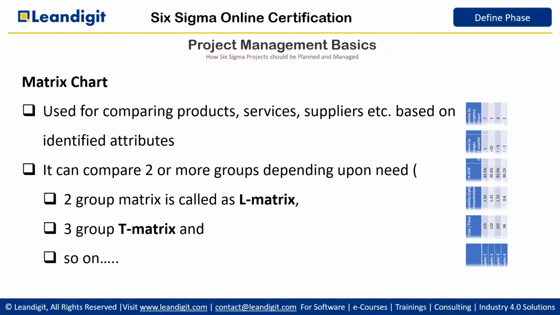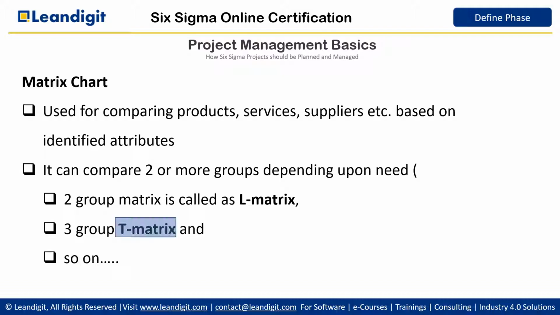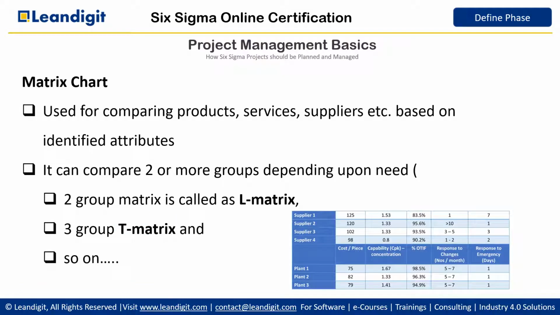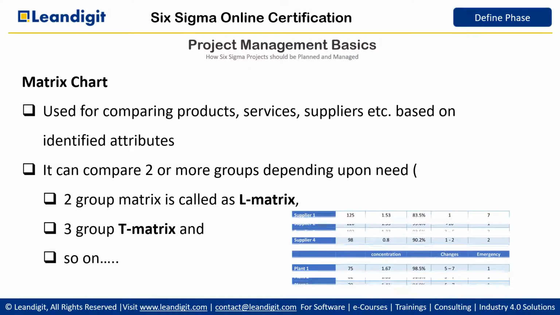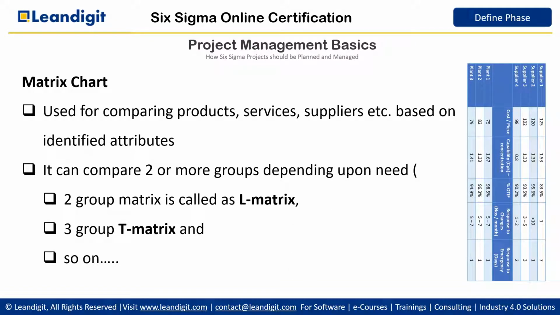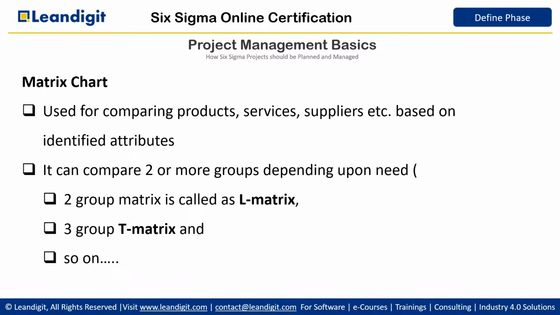A three group matrix, in which we are trying to compare the supplier group and the plant group, there are two groups, with the attribute group, we have three groups. This matrix is called a T matrix. It can be seen because it forms a T if you rotate it by 90 degrees. So the shape name is given based on how the columns and comparison groups look. We'll discuss this a little more.